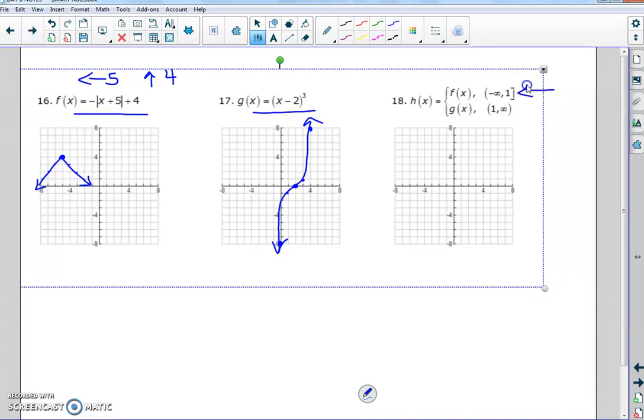So from -infinity to 1, I'm looking at this graph. Well, at 1, if I plug in 1, I know it's going to keep going down here. But I could also plug it in: -1 plus 5 plus 4. So I get -6 plus 4, which is -2. So I know at 1, -2, I've got a solid dot because it's a bracket. So I'm going to graph every other point I see on there all the way until I get to my vertex point. So just follow so I can see the pattern.